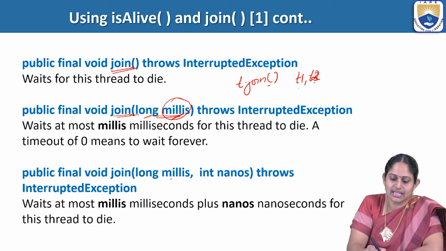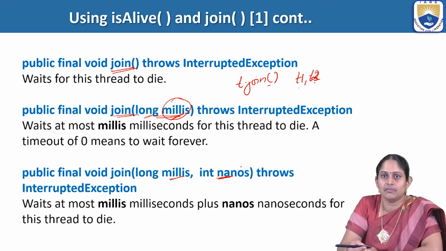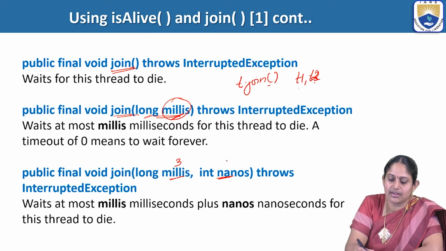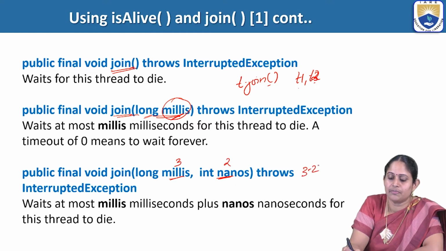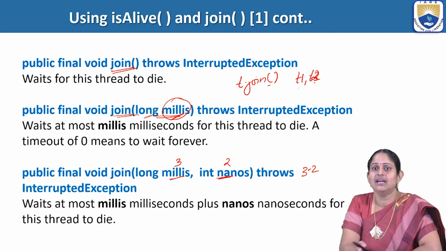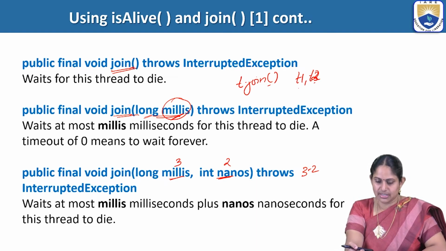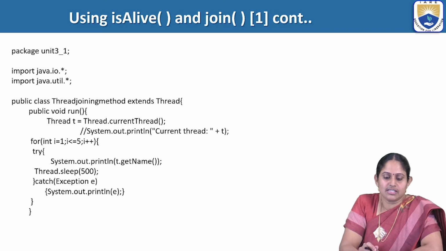Similarly, we can specify milliseconds and nanoseconds also to apply on the join method. So it will wait for that much time. If we say 3 and 2, it will wait for 3.2 milliseconds, including nanoseconds, for the thread to die. So let's look into an example.